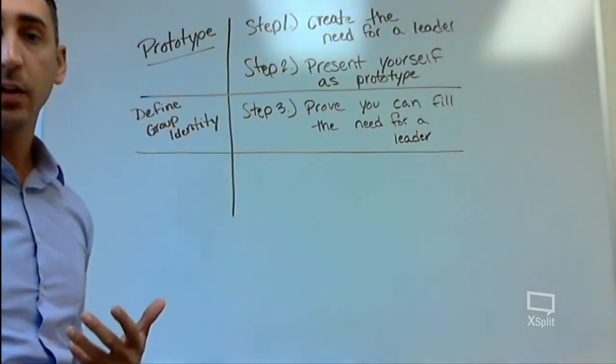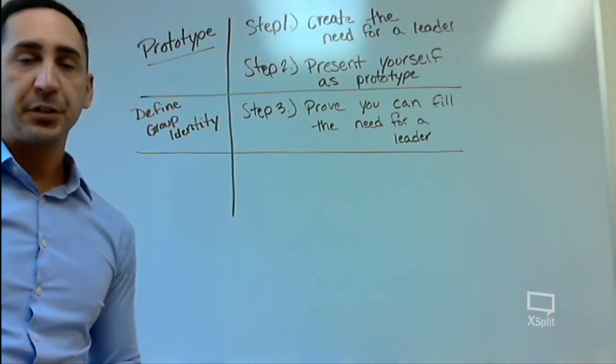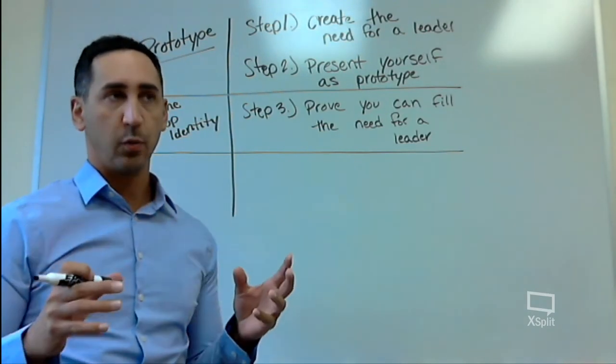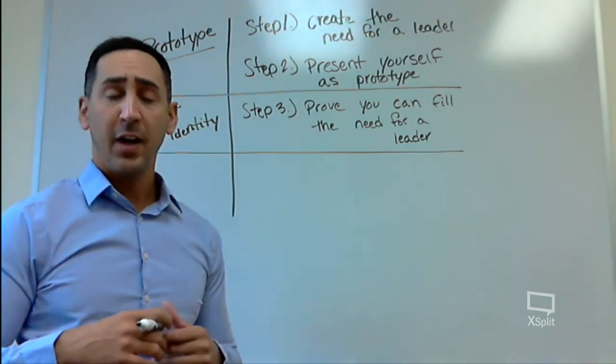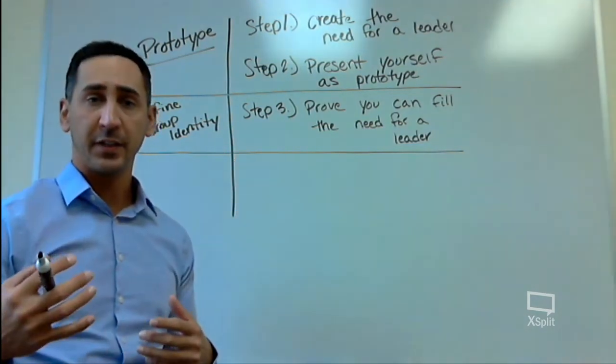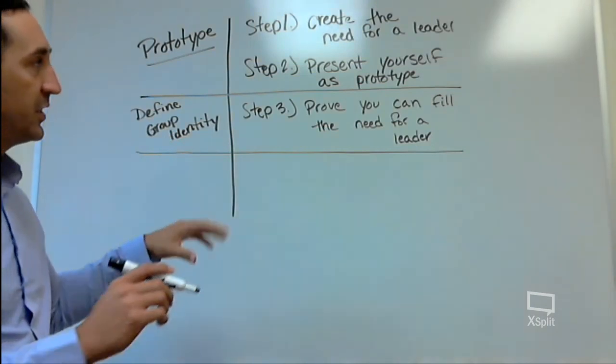So you basically said, we need a leader. That's step one, and you've explained why. And then you presented yourself with this prototype, this prime member that embodies these values that the group holds dear. And step three, now you're proving that you can fulfill these as a leader. But the thing is that you're defining the group identity.